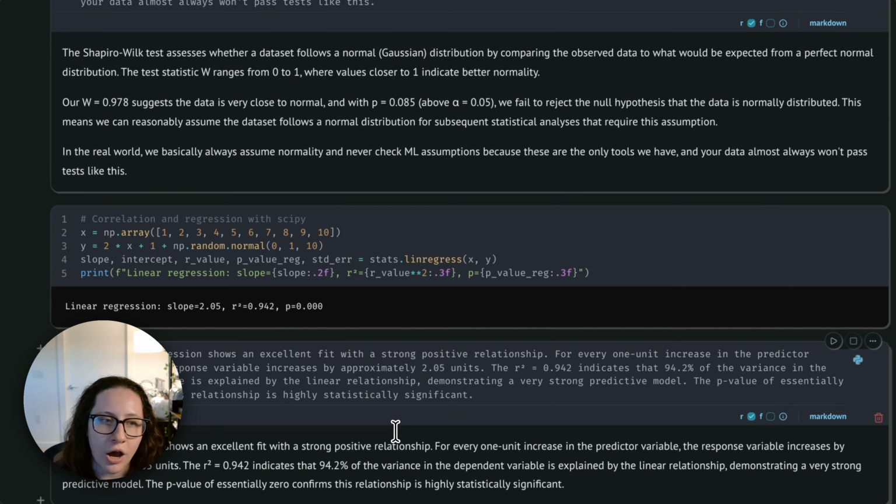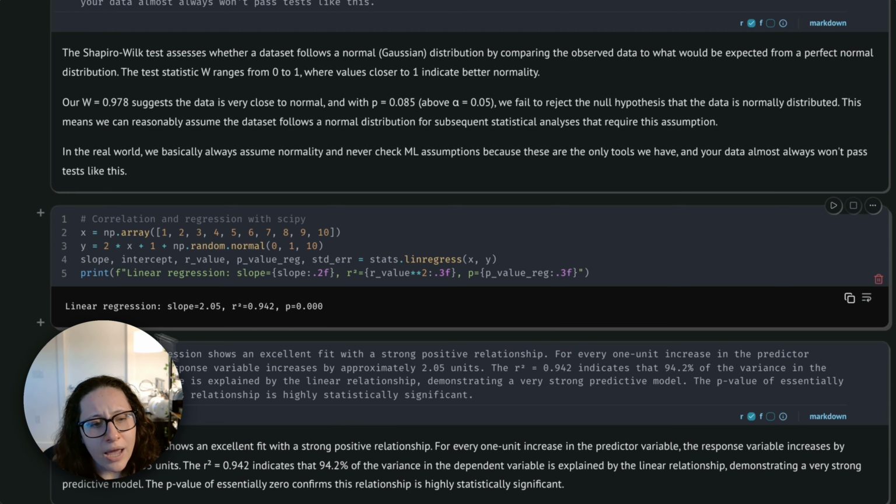Great, so the next thing we want to talk about is correlation and basic linear regression using SciPy. As a reminder, linear regression is when we predict y from x. So x is the independent variable and y is the dependent variable because it depends on x.